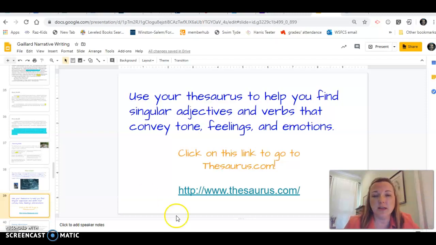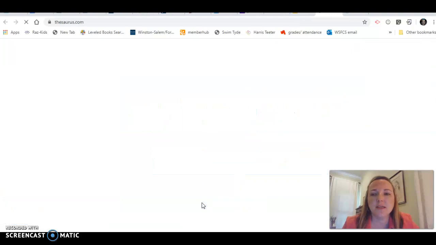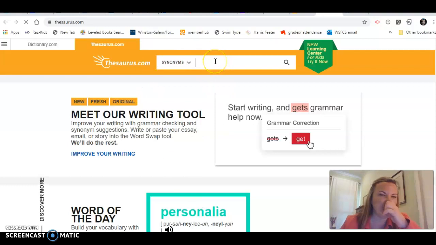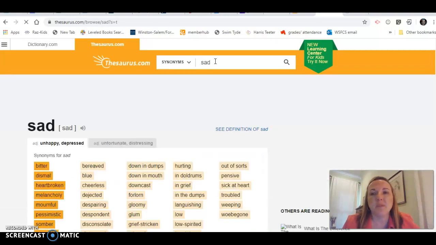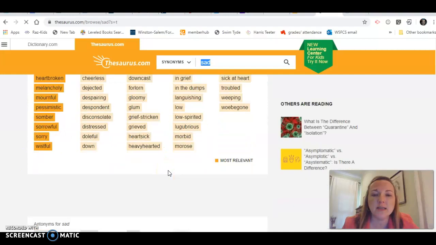So if you look at our link down here, this is a live link. So you can click on it and it will take you to one of the tools that I happen to like a lot, which is a website entitled thesaurus.com. And what you can do up here is you can type in a word, right? So you can type in sad, and then you hit enter, and it gives you all these synonyms for sad, right? All these different ways to say sad.